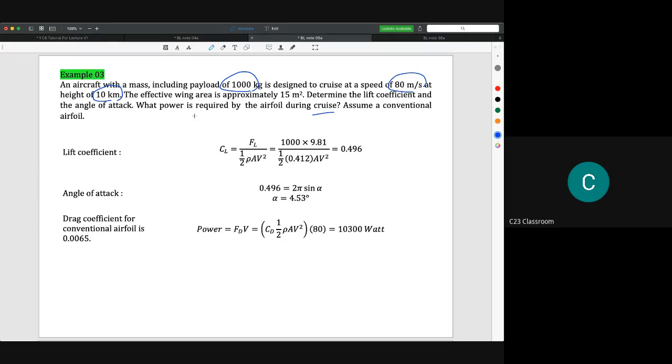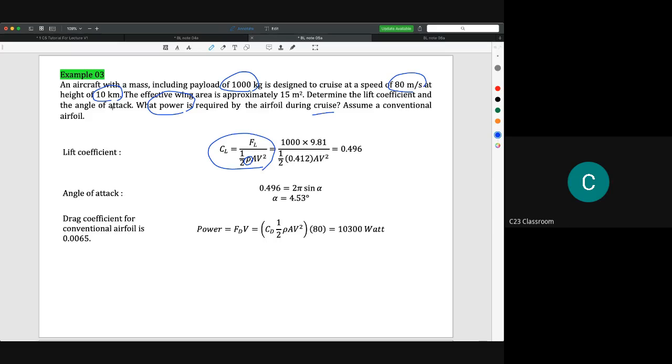So what I want to show in this question is sometimes we need to calculate power. So first, lift coefficient. So this is the lift coefficient. And this is just a reminder for you. If you are calculating aircraft and so on, please make sure that you pay attention to the height, because when the height increases, the density of air will reduce. So that's why here the rho, we are using the value for 10 kilometers.